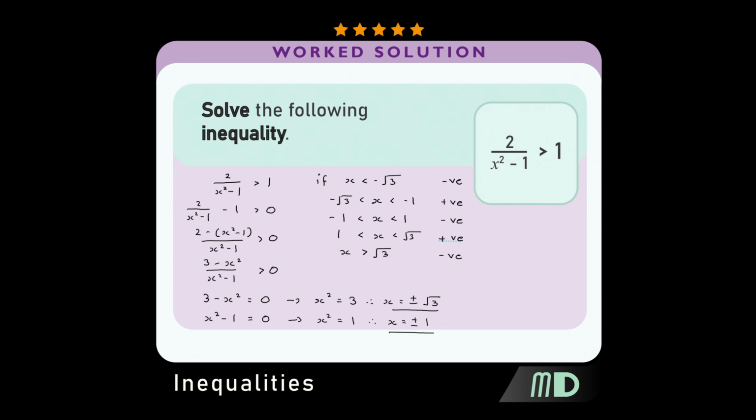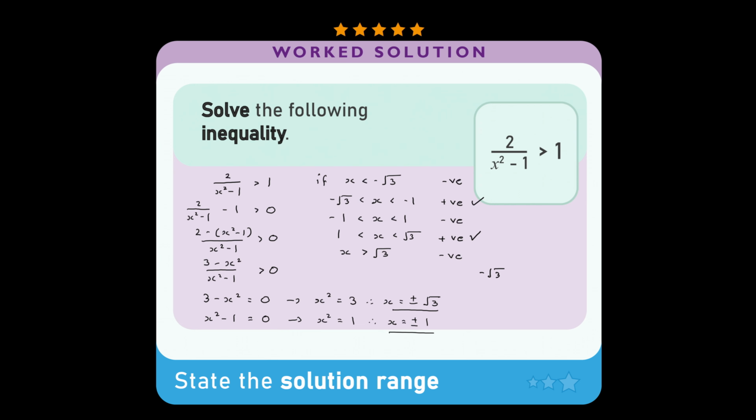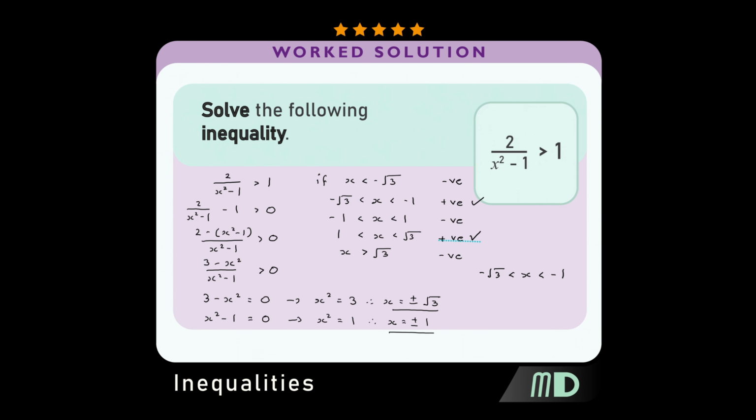The solutions are the values where we get a positive answer. That gives us solutions in the range minus root 3 and minus 1 and 1 and root 3.